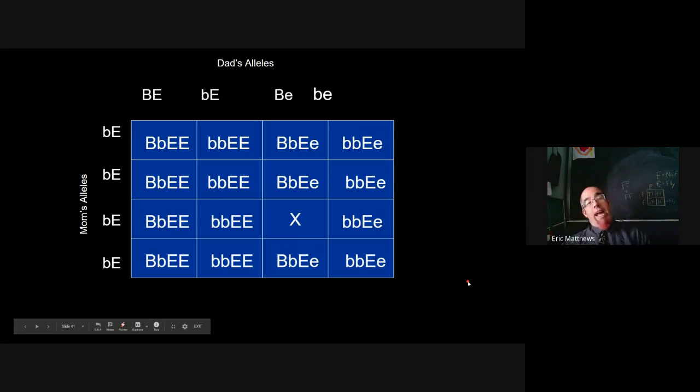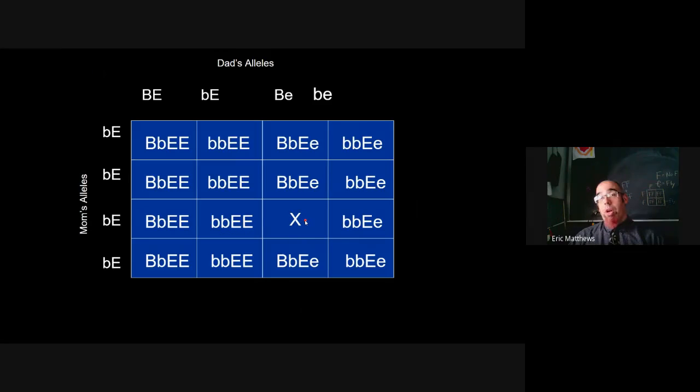So this is what they ask. You guys see this X sitting right here? That's the key. They will ask you, what is the genotype of individual X? What is the phenotype of individual X? So you just have to figure out X. You bring capital B, little e down. You bring little b, capital E over. And this individual is going to be big B, little b, big E, little e, heterozygous for both.